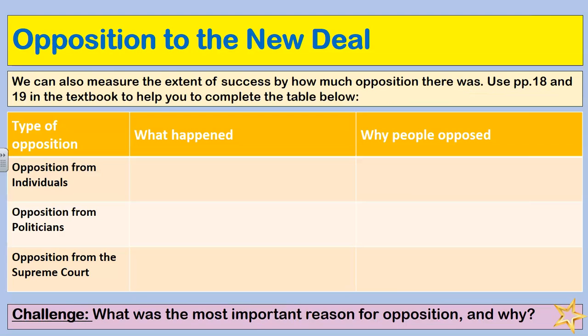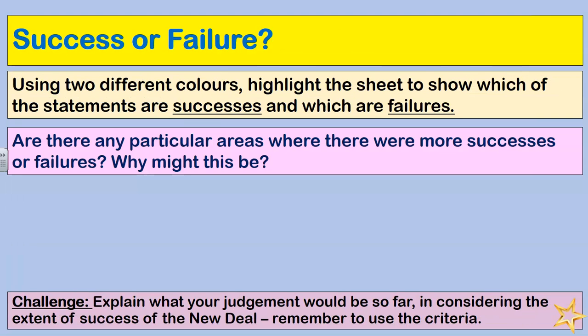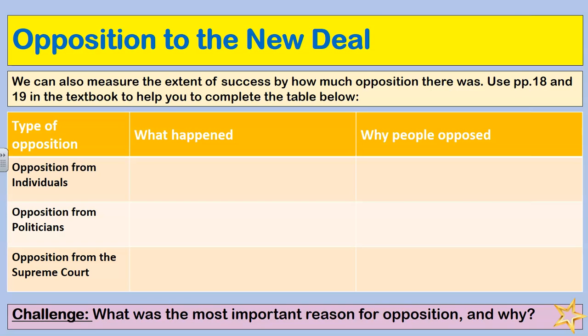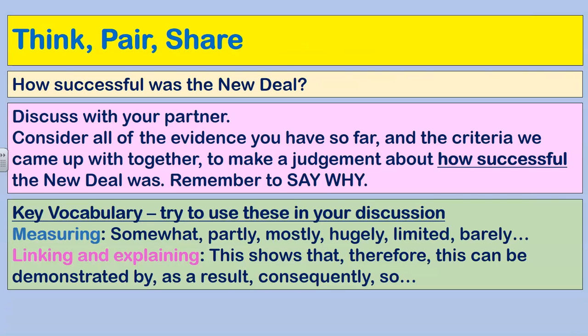So you looked at the success or failure by colour coding. You will need that sheet today. And you also looked at opposition to the New Deal. So you will also need that information today. Obviously we can't think pair share, but you might be able to grab someone in your household. But if not, just have a think to yourself, maybe jot down some ideas.